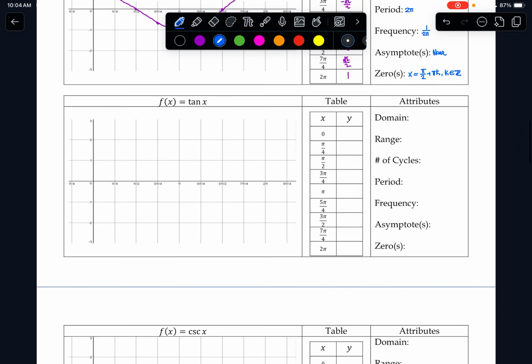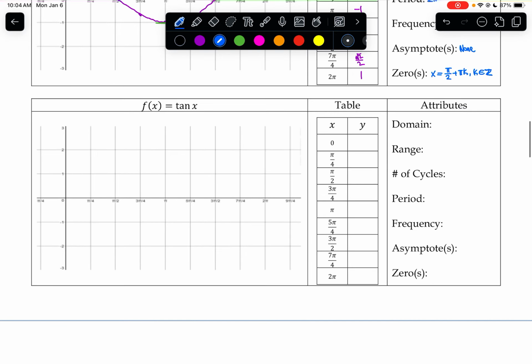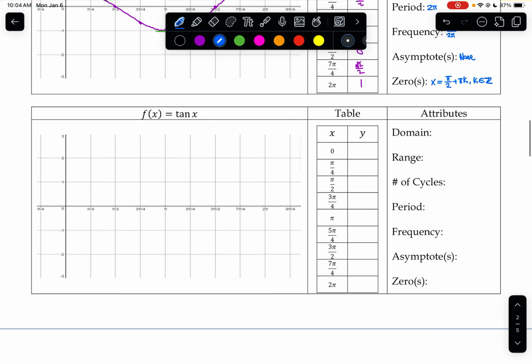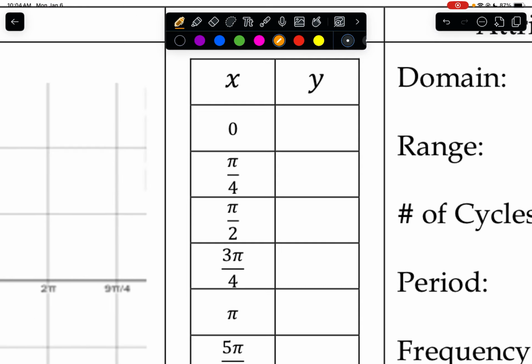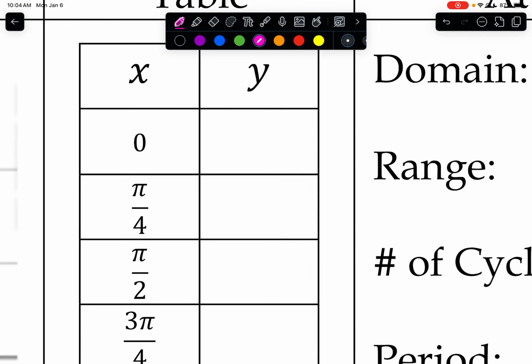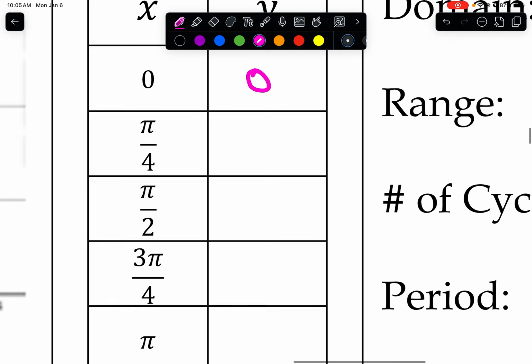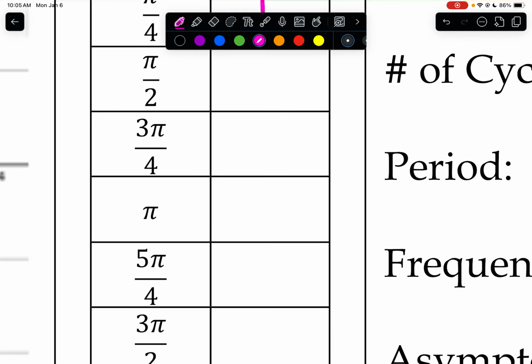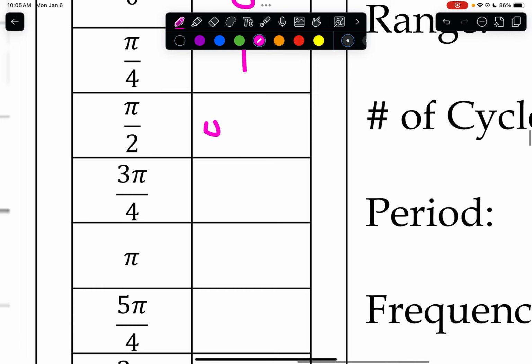All right, so now we're going to move on to tangent. So tangent, if you look back at the unit circle, those are going to be your values in orange. Okay, so for your values in orange, when I plot all these values, so we're going to have 0, 0, pi over 4, 1. All right, and then pi over 2 is going to be completely undefined.